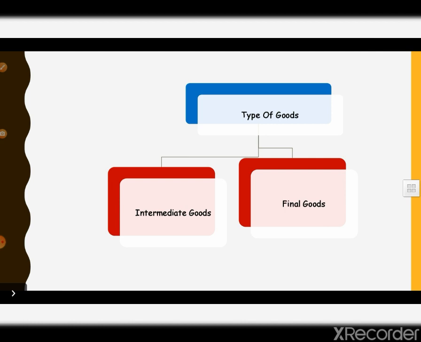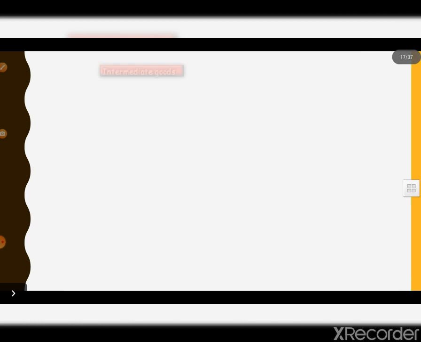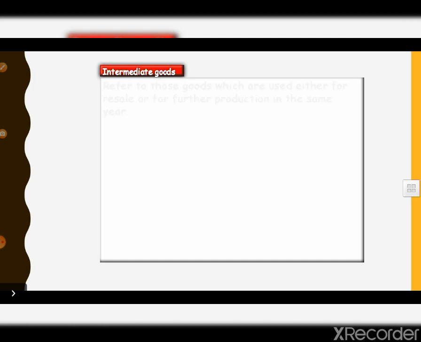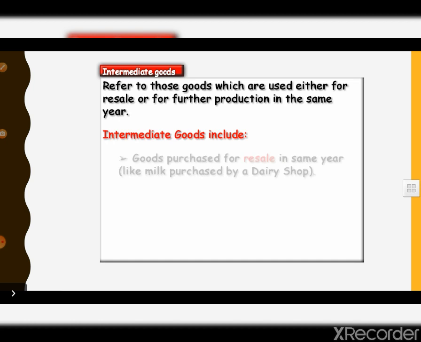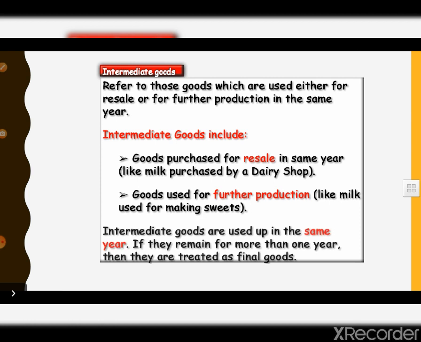Next, the types of goods: intermediate and final goods. We have so far seen consumer goods and capital goods, and now we are seeing intermediate goods. Intermediate goods are those goods which are still in the production process. These goods are sold and resold. They are goods whose value is yet to be added, and they have derived demand. Another thing is that the value of these intermediate goods is not included in national income. This is something we will learn in later classes.